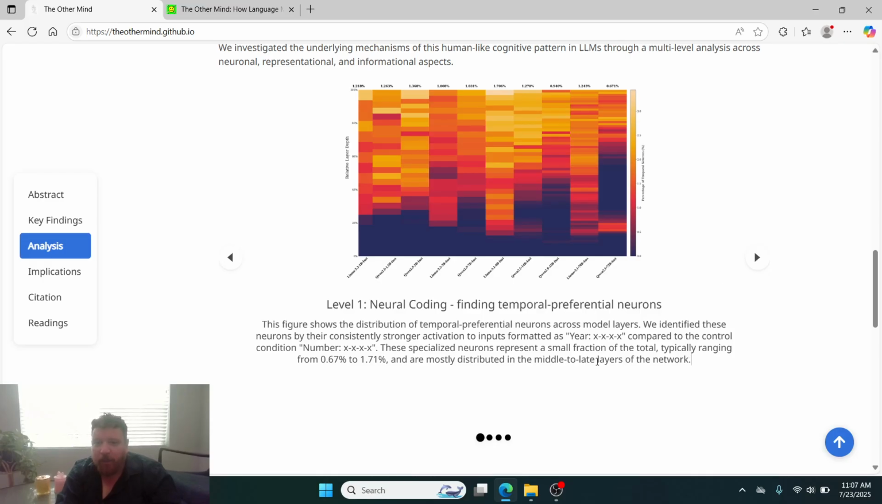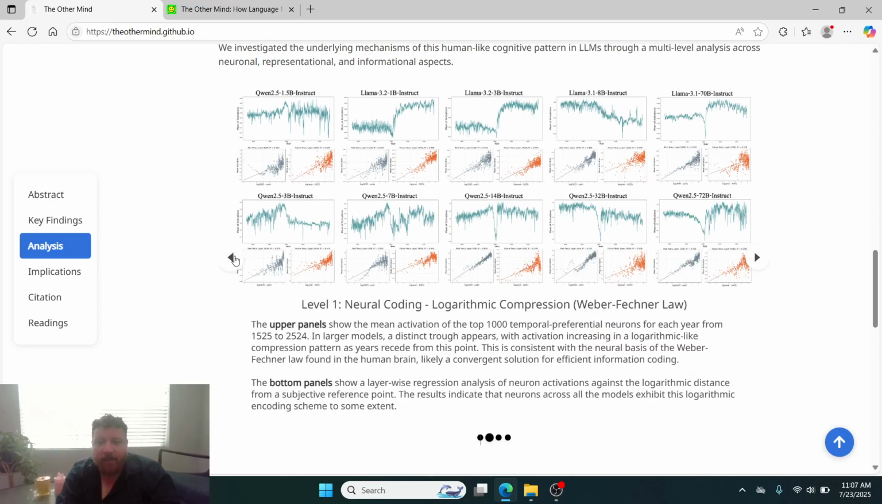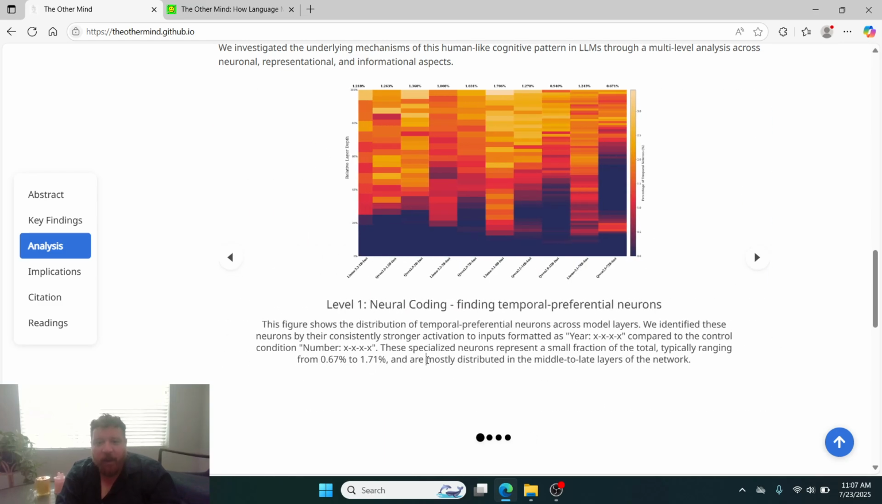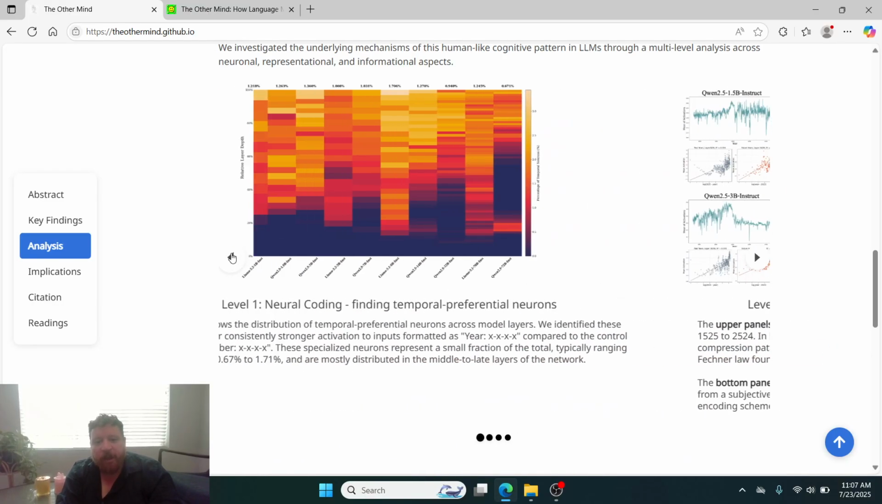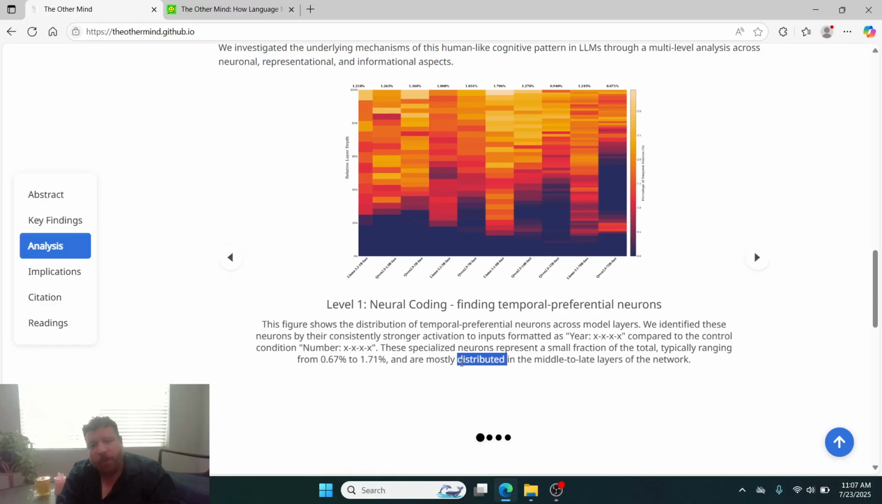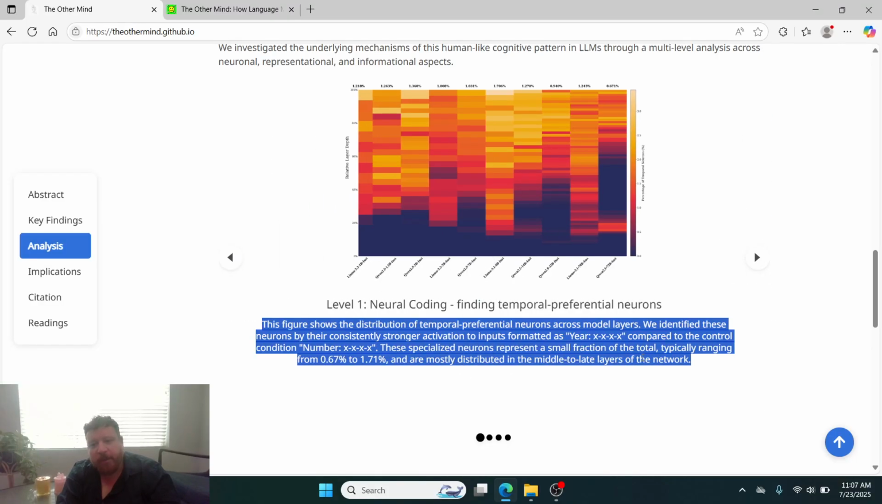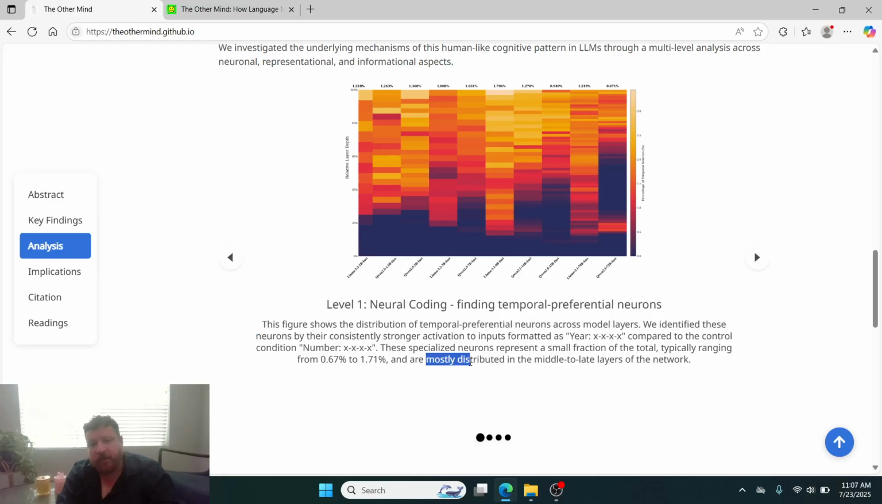I see this a lot within this research. Anyone diving into these things, I'm just pointing it out, they always make this same statement at the end: that they are mostly distributed in the middle to late layers of the network.